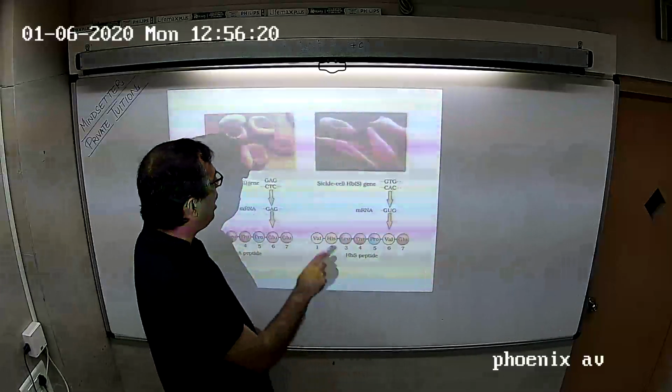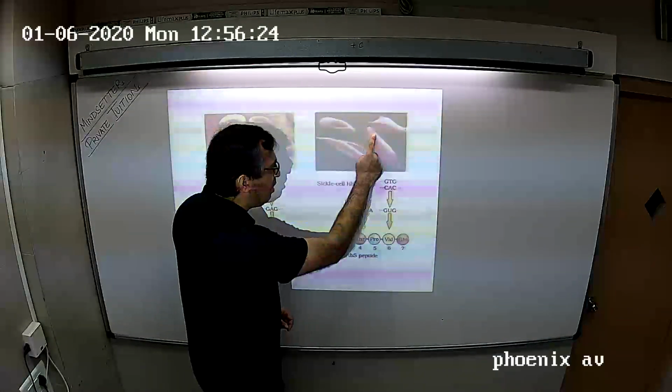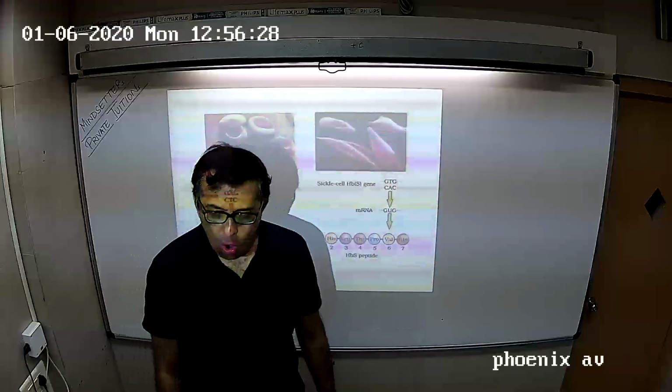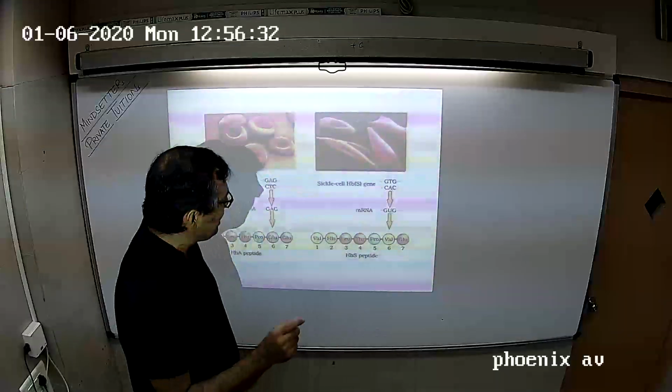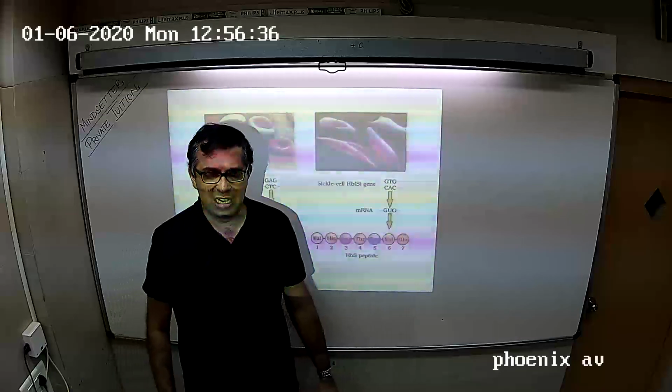So instead of a dumbbell shape or a biconcave disc shape, they will become sickle shaped, and this disease is now called sickle cell anemia. So what is sickle cell anemia? An example of a point mutation disease.